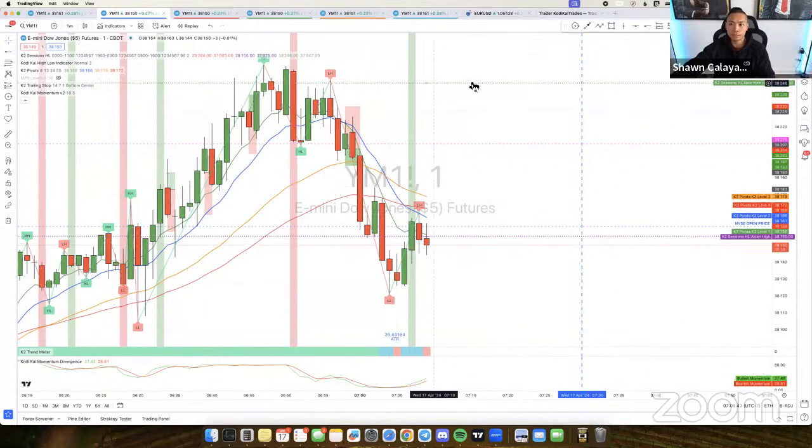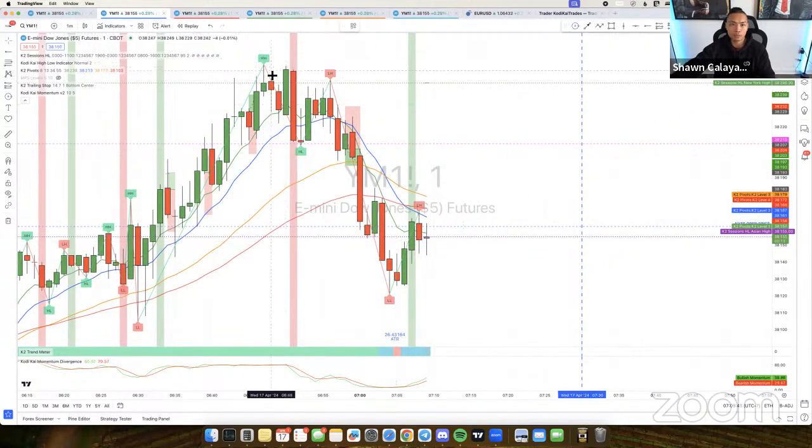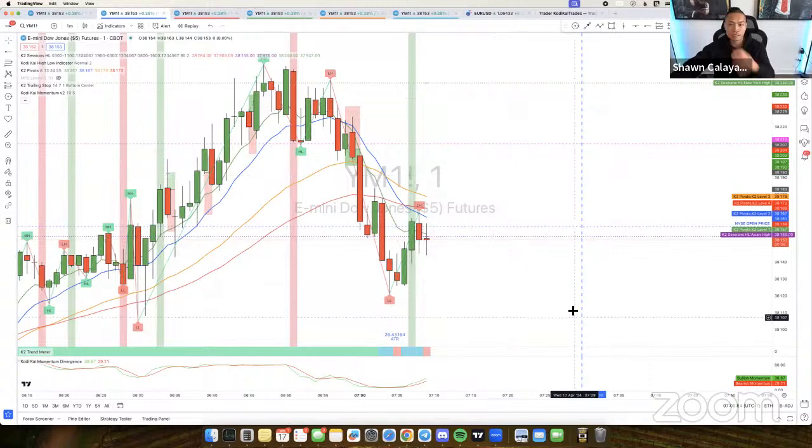So this green line right here is called the sessions. This is the New York high. I don't like trading around this area because it's an area of manipulation. You can see how price got manipulated right here, then it came right back down. Same with this right here.